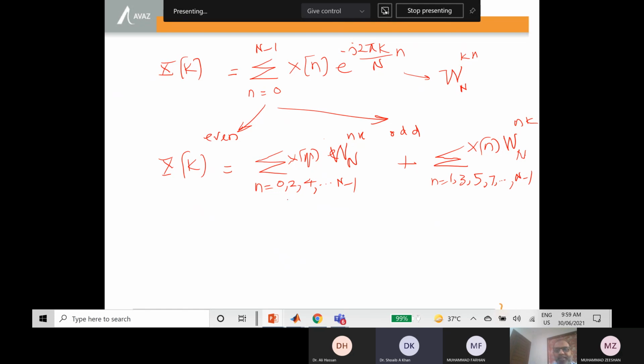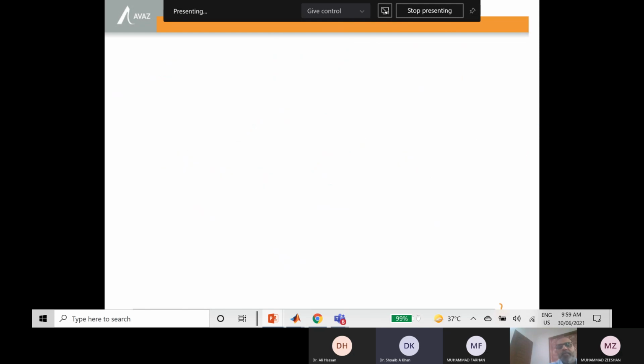Then he said, instead of writing the ugly way of writing even and odd indices, he found a smarter way of writing even and odd indices. That was, okay, r goes from 0 to n by 2 minus 1, x of 2r, w of 2r, and instead of 2 n k, r n k.